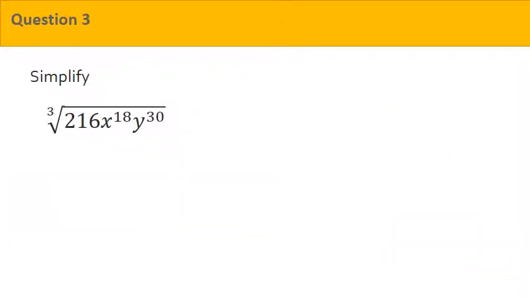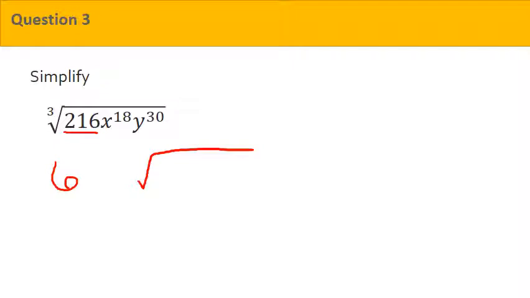All right, so let's look at question 3. We're going to find the third root of 216 times x to the 18th, y to the 30th. So we're going to find the third root of 216. What can you multiply by itself 3 times to get 216? All you have to do is type that in your calculator. The third root of 216 is 6. Now we're going to talk about your variables, because the 216 completely cancels to a 6.